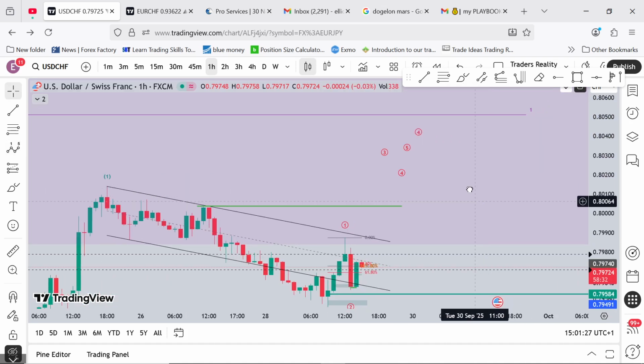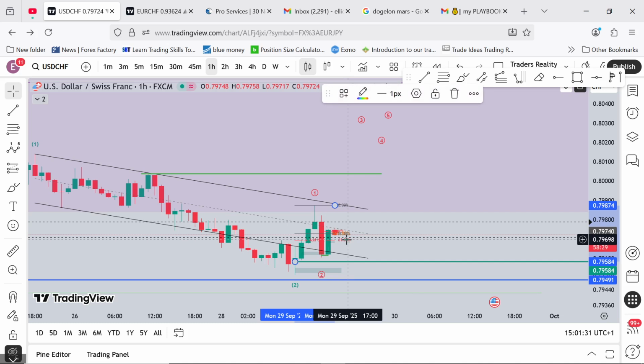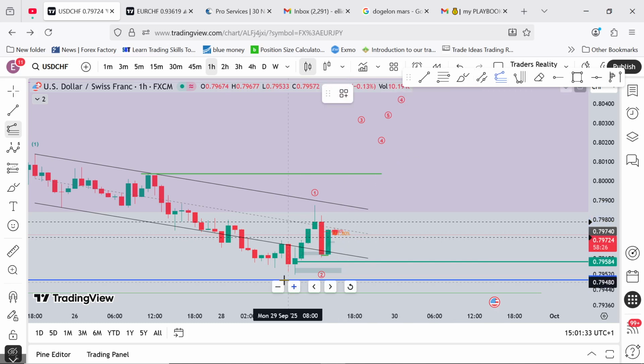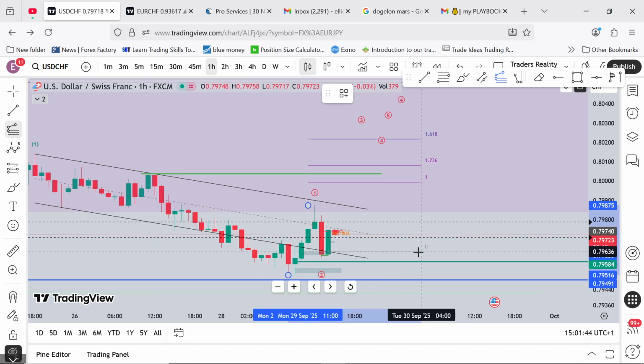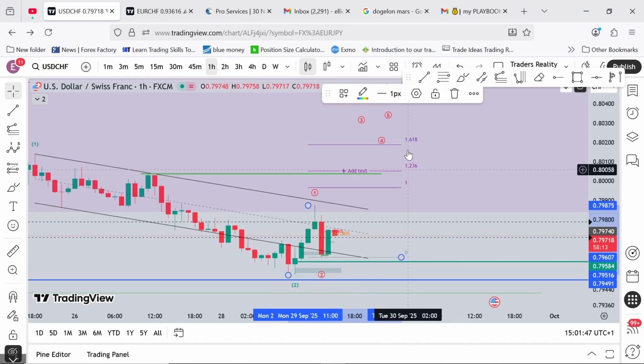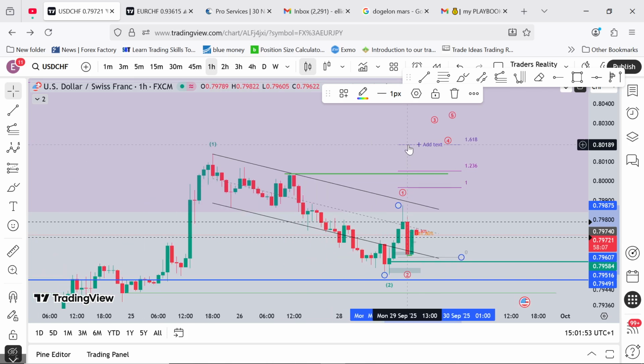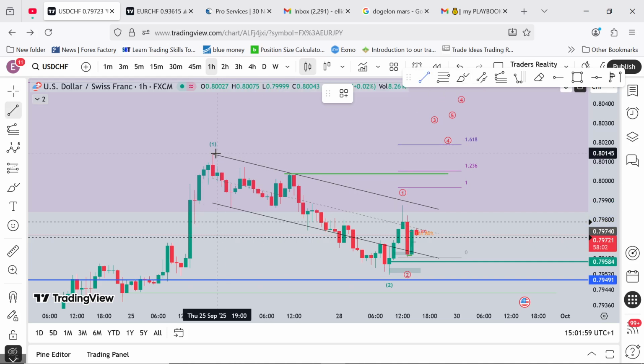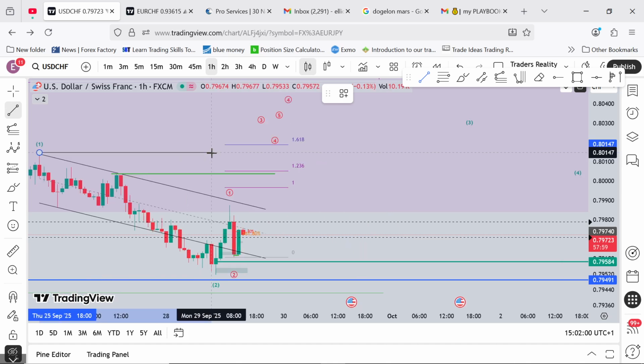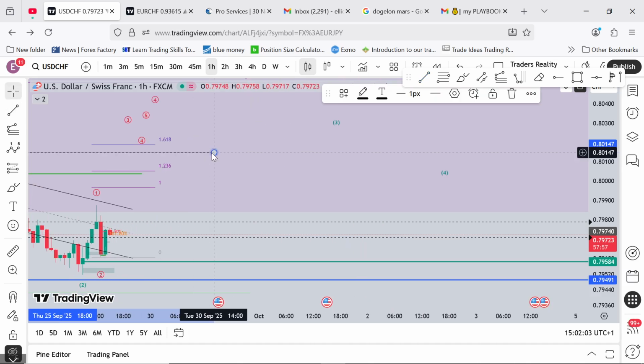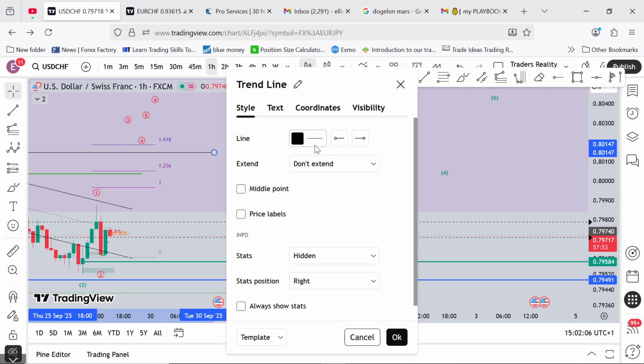on Euro USD. Okay, my target for this is firstly the 1618. I am expecting more than that, obviously, but for intraday, that's a great area right there at 0.8189. Okay, above this high, which will also confirm third wave is in play.